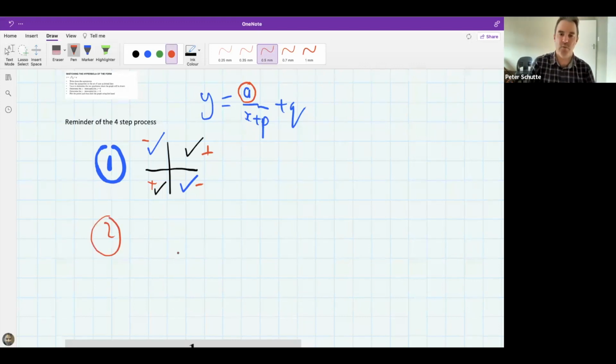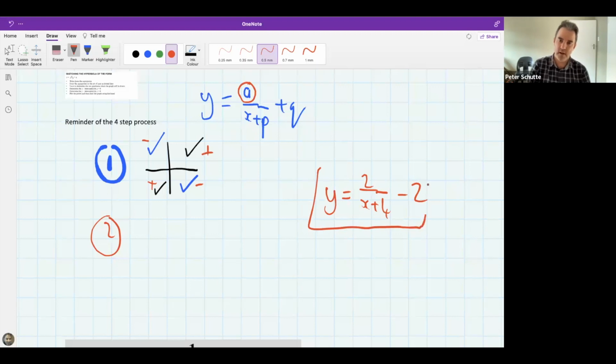The second step was what? Who can remember the second step? Maybe I should give you an example that kind of helps your memory. Y equals 2 over x plus 4, and maybe we could say minus 2. That's an example hyperbola. What was the second step in my process? Maybe you can put it in the chat. Identify the quadrants, Annie said. Yeah, and then it's the asymptotes.